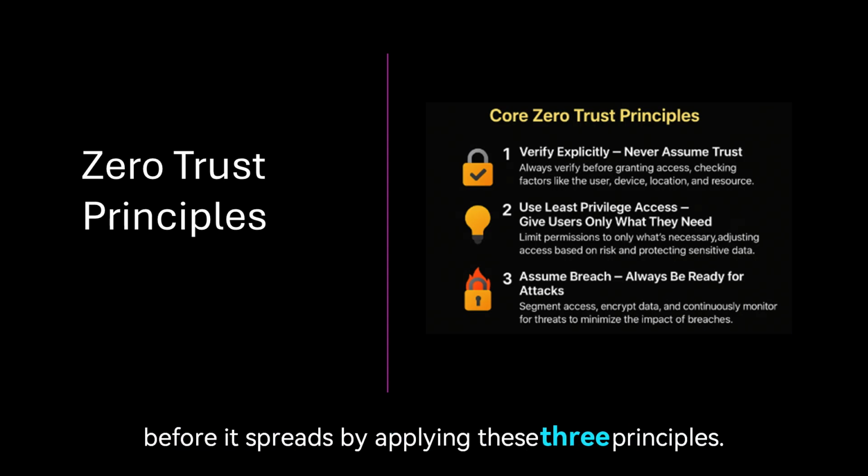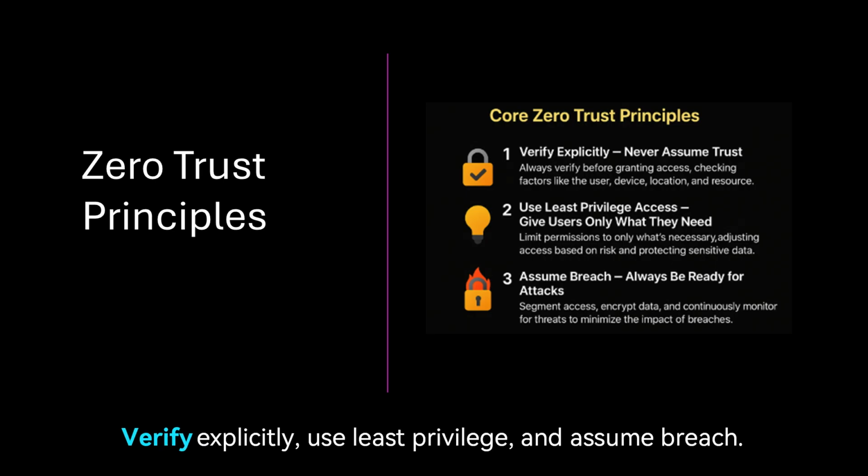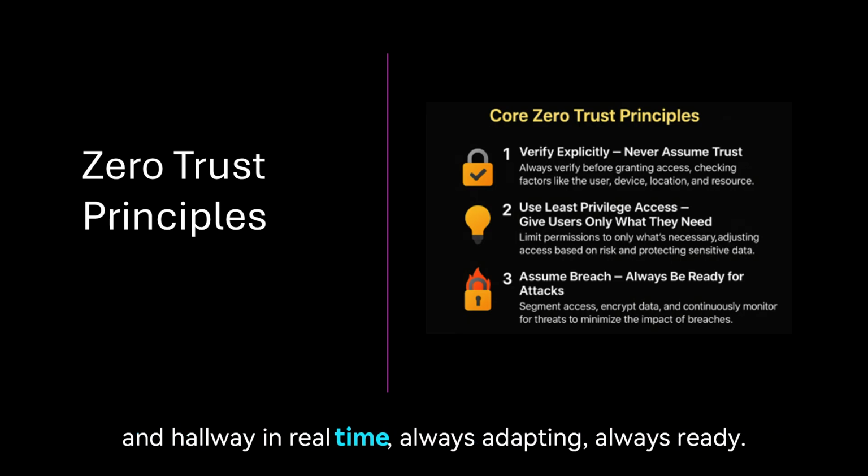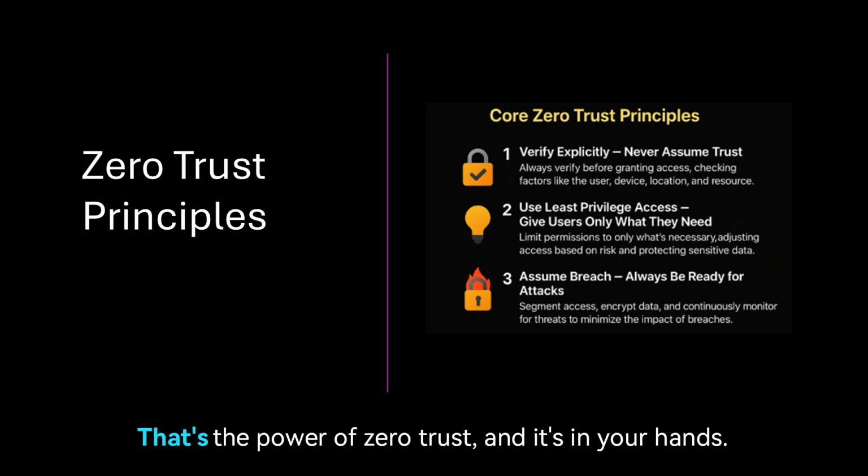By applying these three principles, verify explicitly, use least privilege, and assume breach, you're not just locking the doors, you're watching every window and hallway in real time, always adapting, always ready. That's the power of zero trust, and it's in your hands.